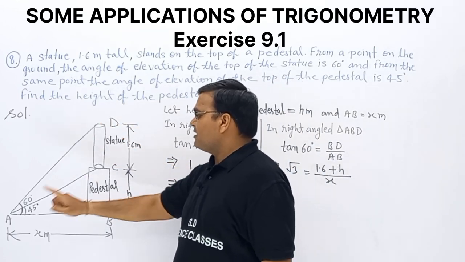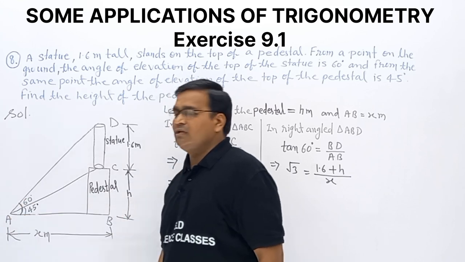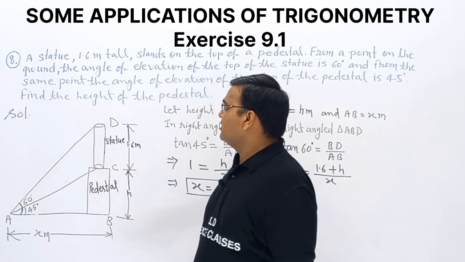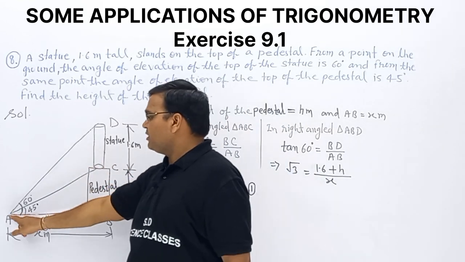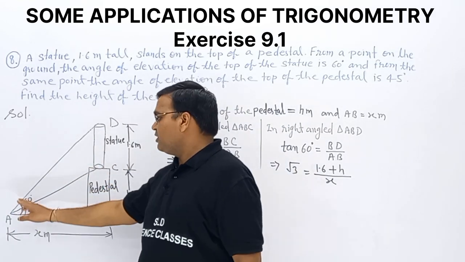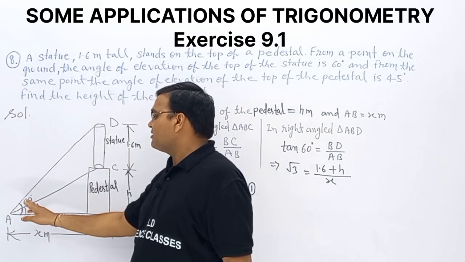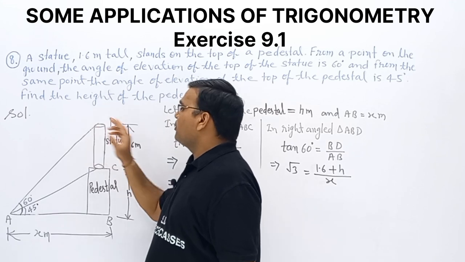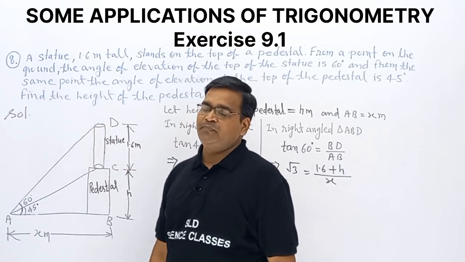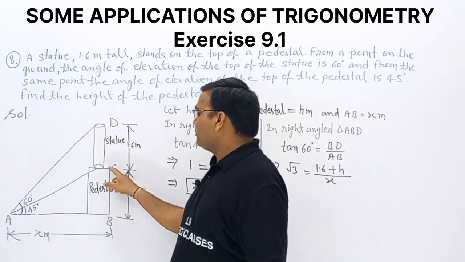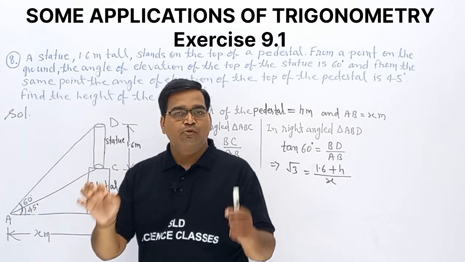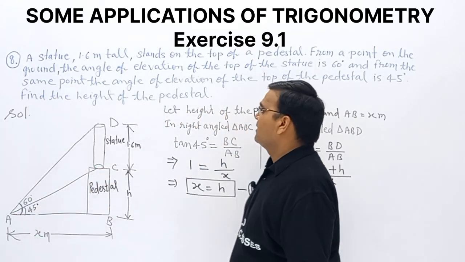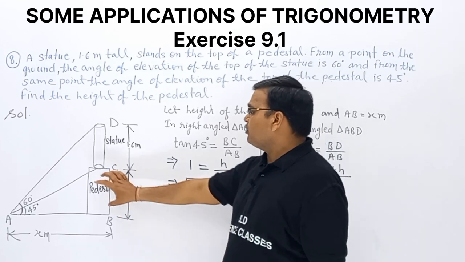For the statue's top point, the angle of elevation is measured from one point we are considering. From a point on the ground, we are having one point A on the ground. From this point, the angle of elevation is 60 degree for the top of the statue, and for the top of the pedestal, the angle of elevation from this point is 45 degree. It is also given in the question.